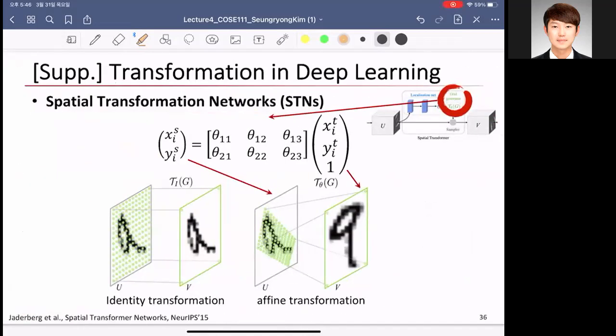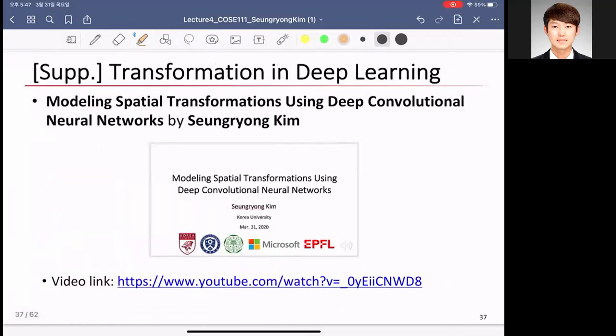And to define the STN, the spatial transformer network, we have to find one of the matrices defined in 2 by 3. A is in 2 by 3 space. So the objective of this STN is how to find the optimal matrix A in 2 by 3 space to transform your input data. So this is one of the examples that your linear transformation concept can be used in other research areas. So if you are more interested in this kind of topic, I made some slides on modeling spatial transformation using convolutional neural networks. If you're interested, you can watch this video. So maybe you will understand what I mean.